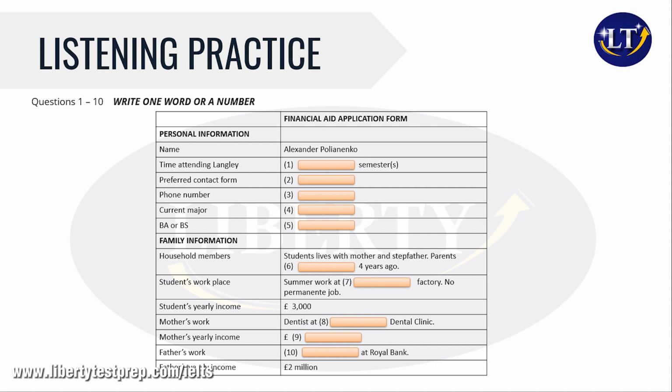Of a branch of the Royal Bank? No, actually he's the CEO of the Royal Bank Corporation. Okay. And what was his income last year? It was, let me see, a little over £2 million. Okay. That's all the information we need. We'll let you know if your application has been approved.